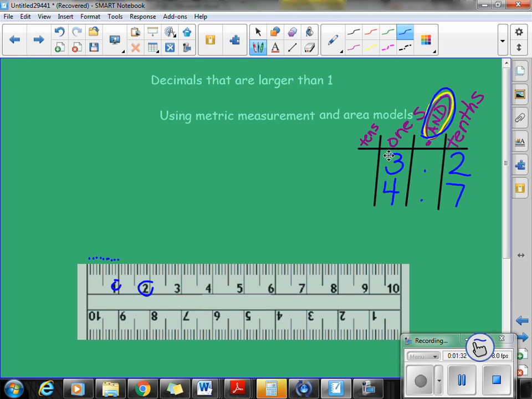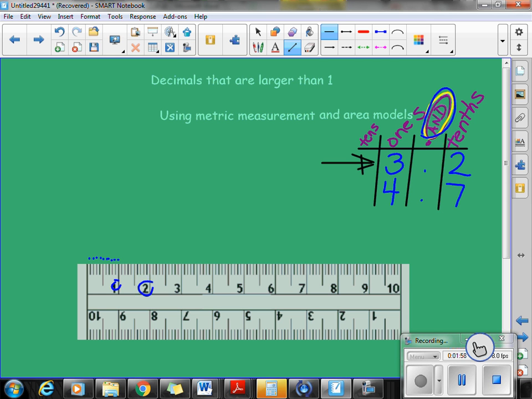This goes really nicely with decimals because decimals come in tens and tenths and hundredths and thousandths, and that lines up nicely with the metric system. So when you're measuring things with the metric system, you can use decimals. So here we go. Say I was asked to draw a line that was in fact 3 and 2 tenths long.